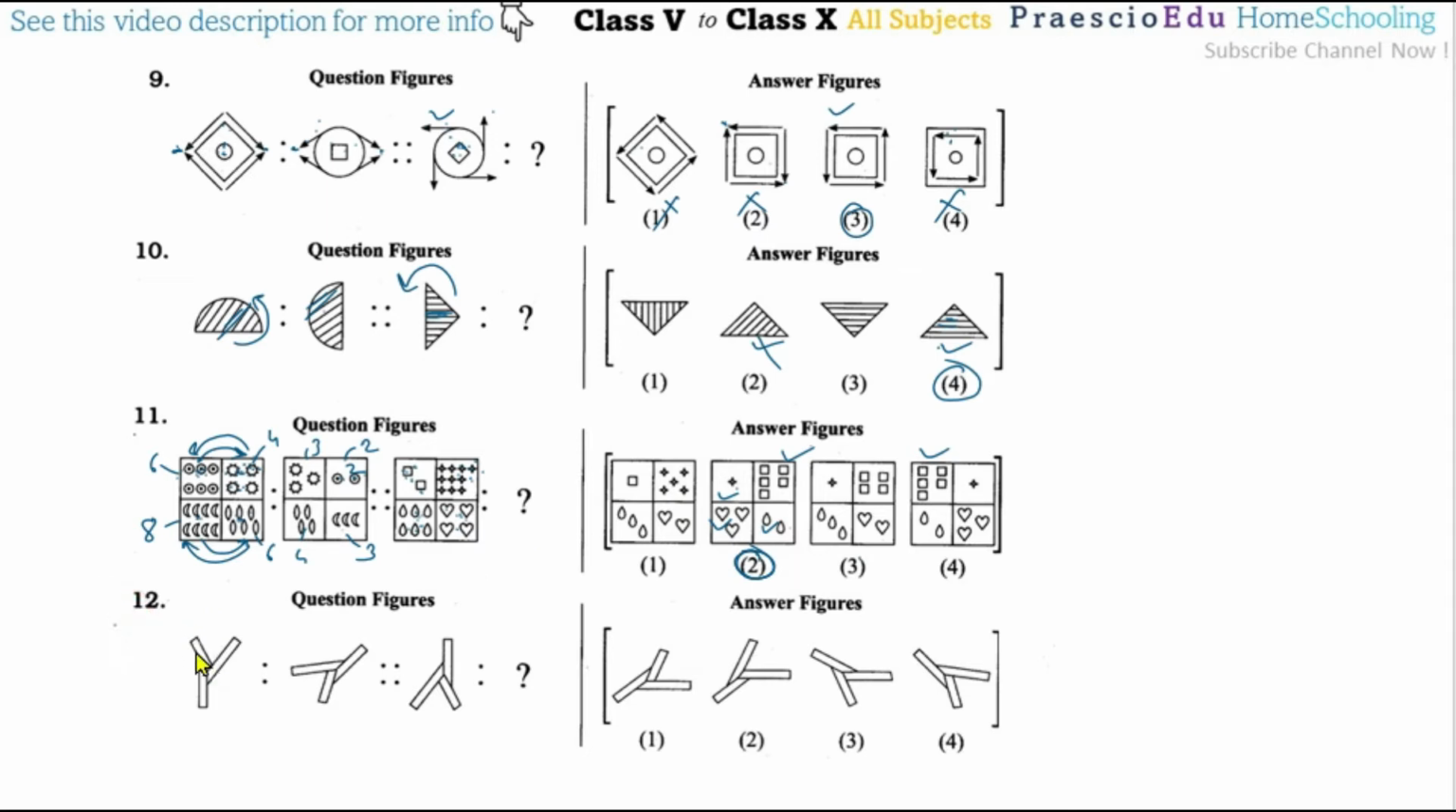Now question number 12. This figure is a rotation of this one angularly, anti-clockwise, then this shape comes. So this figure has to rotate anti-clockwise, and after this the option number 1 is correct, after the same degree of rotation we will consider.